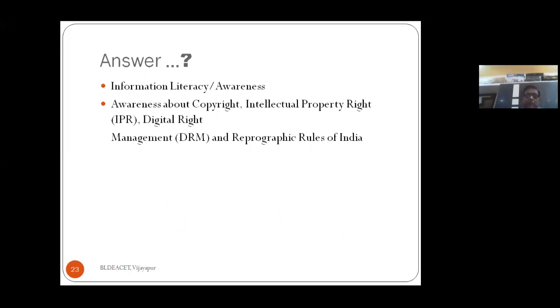Next, awareness about copyright, intellectual property rights, and digital rights management, DRM. When we have enough information about these, we can avoid plagiarism.